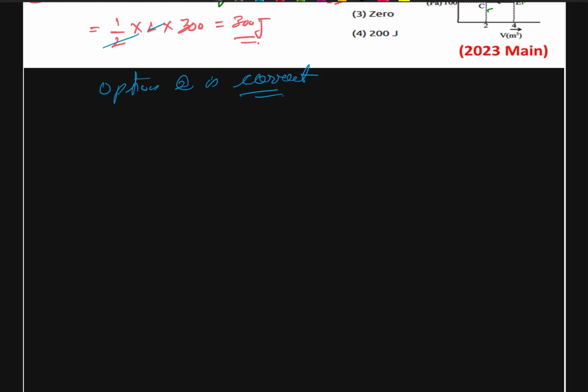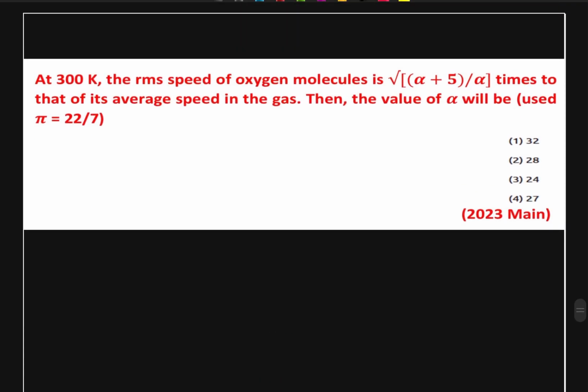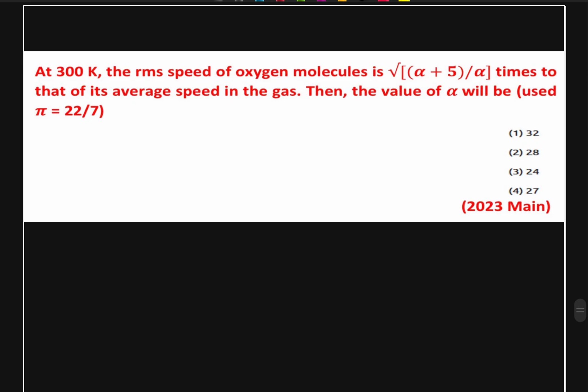Next question. It states that at 300 Kelvin, the r.m.s. speed of an oxygen molecule is the square root of alpha plus 5 whole divided by alpha times that of the average speed in the gas. Then the value of alpha will be, use pi is equal to 22/7.